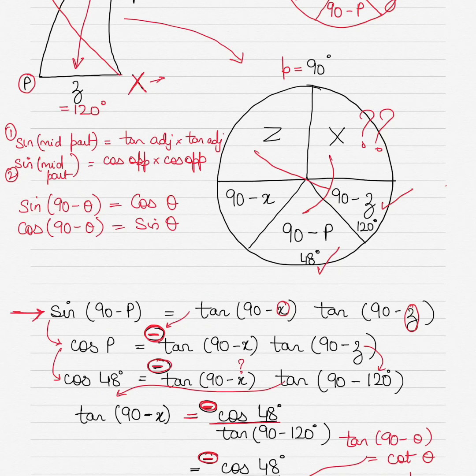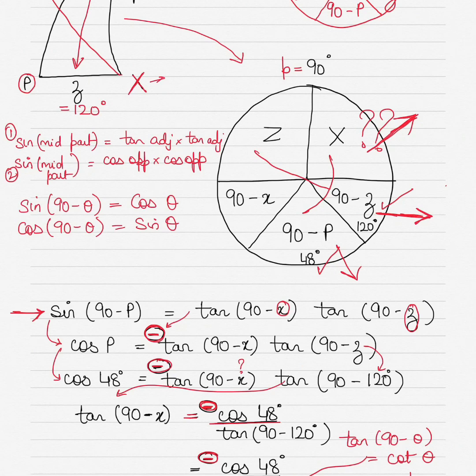Pause the video here, make your rule, and then start watching the video so that you know what is the correct answer. Try to choose the right rule. Alright, so if you are starting again, the rule will be: sine of mid part will be this one, 90 minus Z, and tan of adjacents will be angle X and tan 90 minus P.